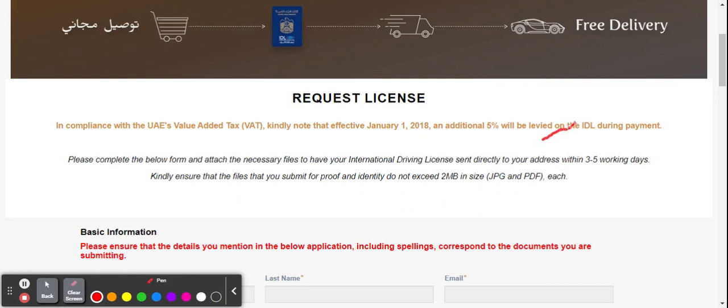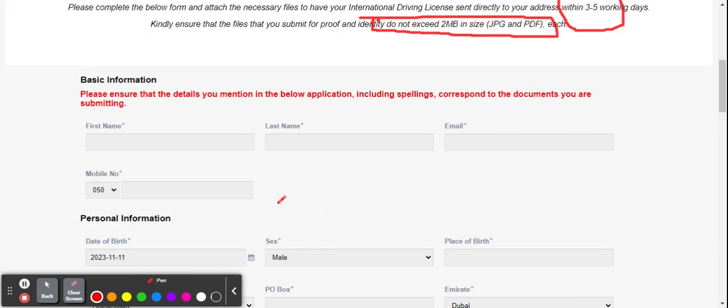Tell me what this license is. It will arrive in 5 working days. The documents that will be uploaded should not be more than 1 megabyte. After this, you have to fill the form here. What is the form you have to fill and how to do it? First, in this area.